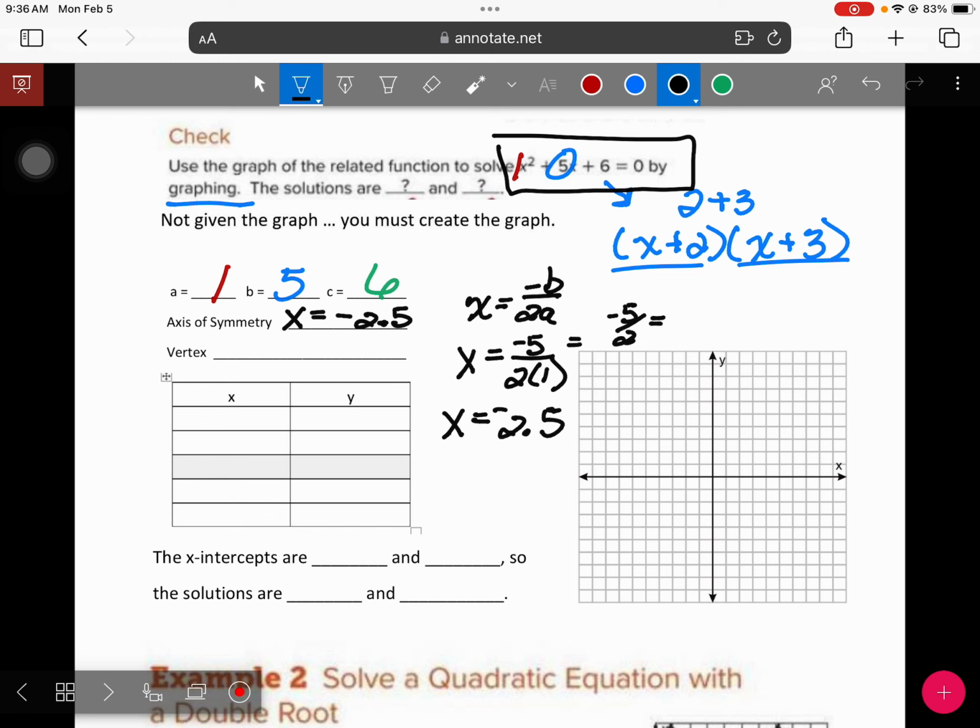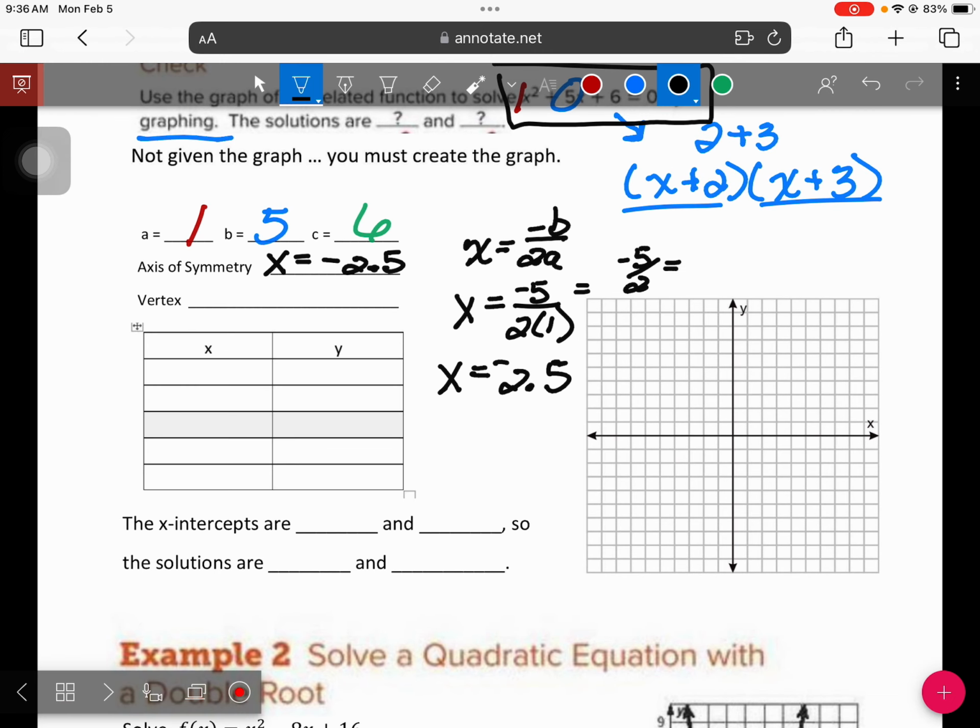Where is negative 2.5, Miss Thede? Between what two values? Not 2 and 3. Negative 2 and negative 3. So find where X is negative 2. Right there. Here's X is negative 3. So negative 2.5 is going to be a line in between those lines. Okay, so axis of symmetry, X is negative 2.5.